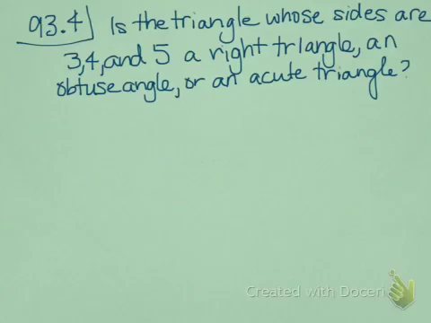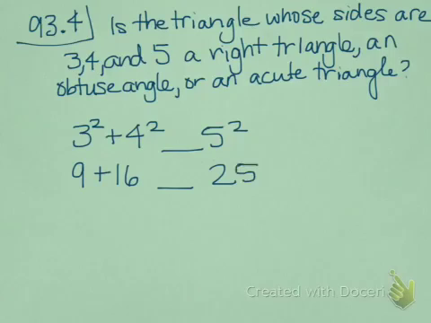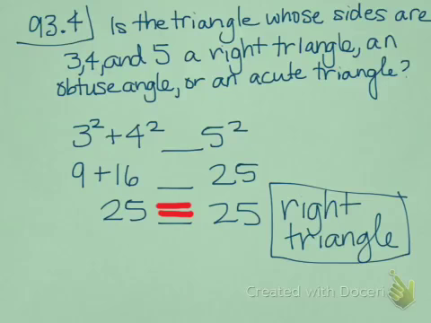Is the triangle whose sides are 3, 4, and 5 a right triangle, an obtuse triangle, or an acute triangle? In order to figure that out, I basically take the two shorter sides and set them opposite the longer side and square them. 3 squared plus 4 squared blank 5 squared. And we have to figure out, is it greater than, less than, or equal to? So 9 plus 16 is 25, and 25 and 25. So obviously that is equal. So since they are equal, I know it is a right triangle.